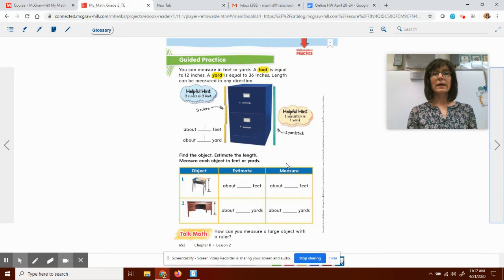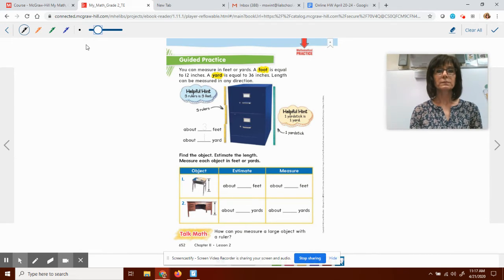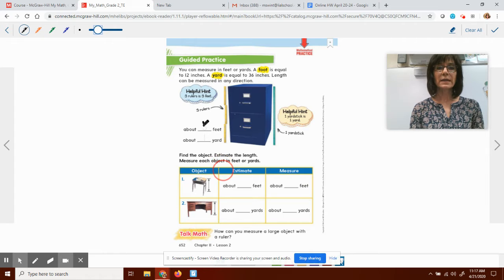They're showing a file cabinet here, and they're saying, well, this is about 1, 2, 3 feet. So you can write the number 3 here. Or we can say if it's about 3 feet, it would equal about 1 yard.